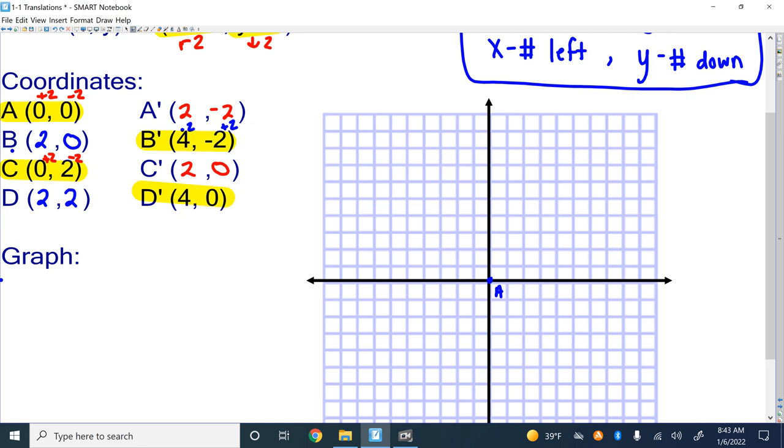Wait, so the ones on the left are the pre-image? Yes. So we got a little square there. That one's definitely a square. The ones without the mark are always the pre-image. So the new image, we can say, do all of these points move right 2 and down 2? So let's see. 2 to negative 2. Yep, A prime did. 4, negative 2.